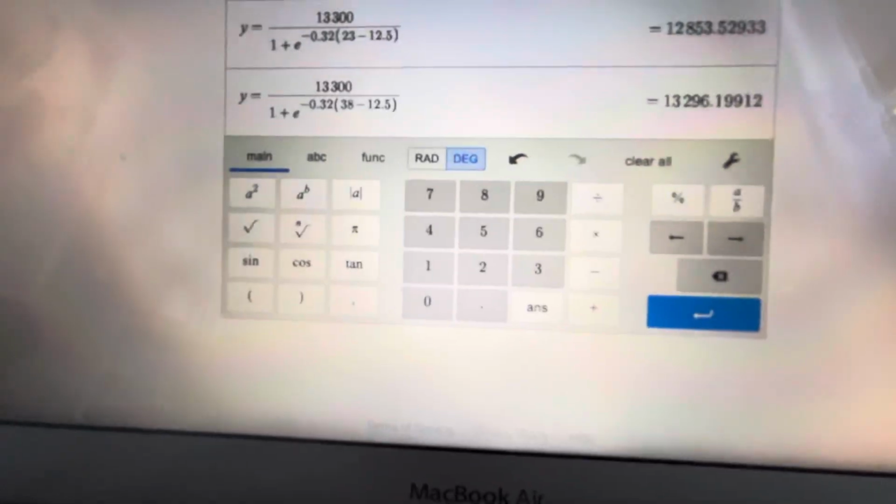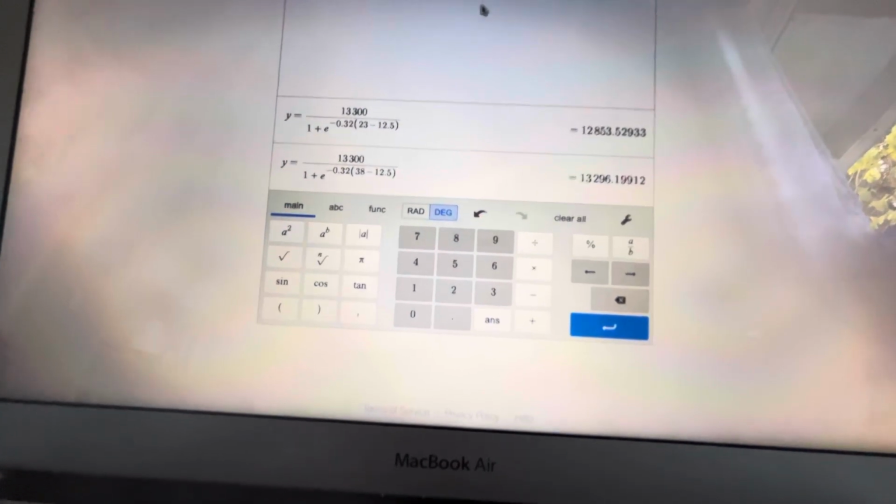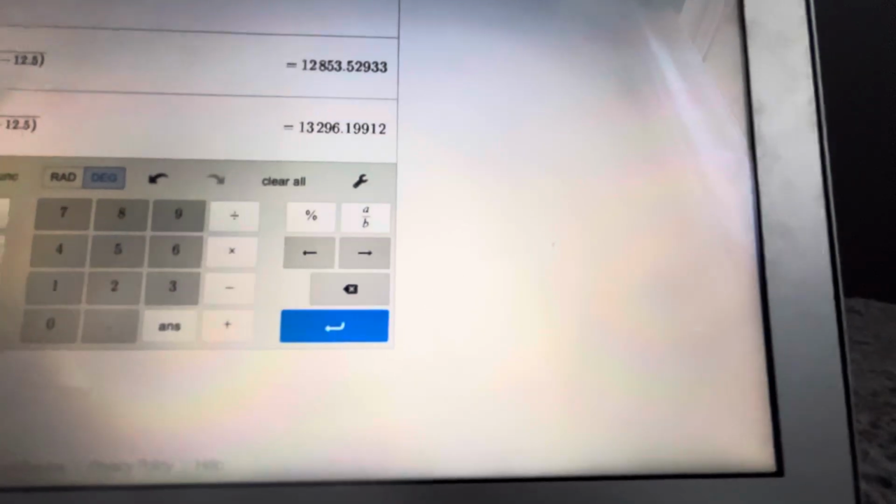And lastly, for that 2030 prediction with the correct logistics formula, I plug 38 into x, because there are 38 years in between 1992 and 2030. So we get 13,296, which is a much more reasonable answer than 60 million.